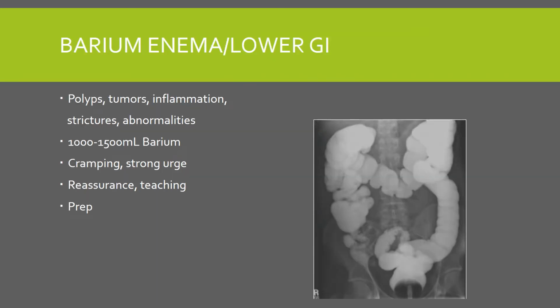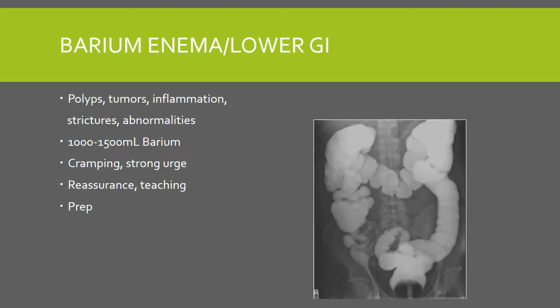And then a barium enema, lower GI, looks at the colon, looks for polyps, tumors, inflammation. This barium can cause cramping and urgency. So you want to reassure the client, do some teaching, and you've got to do a prep. The barium is instilled rectally. They look at the rectum, sigmoid colon, descending colon, and the client may have to change positions during this exam. They need to retain that barium for up to 30 minutes or for the entire test.